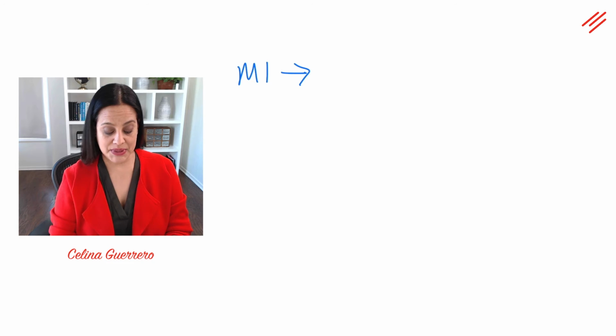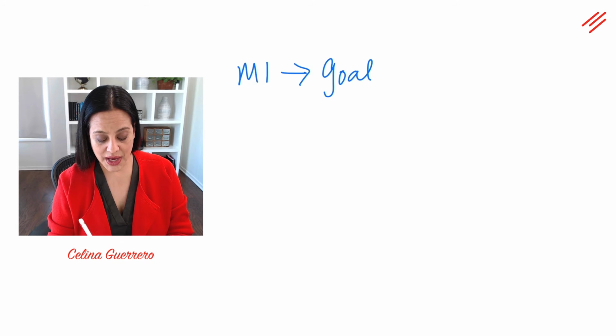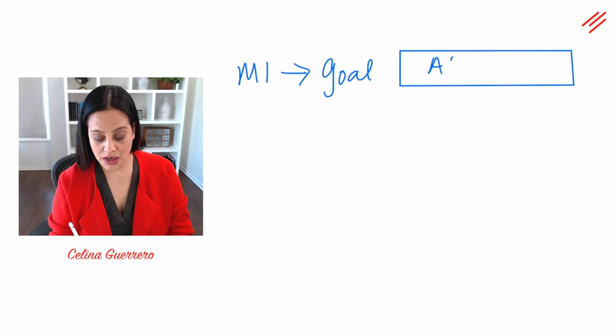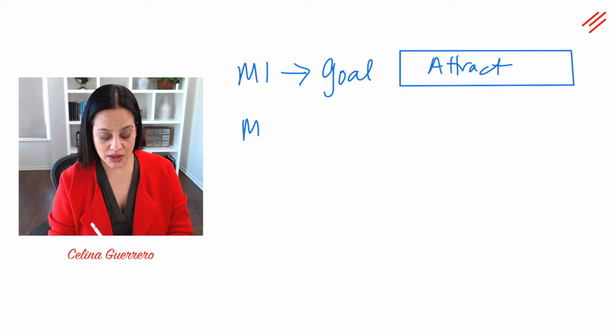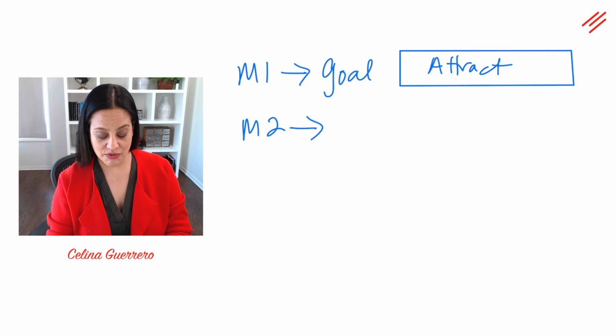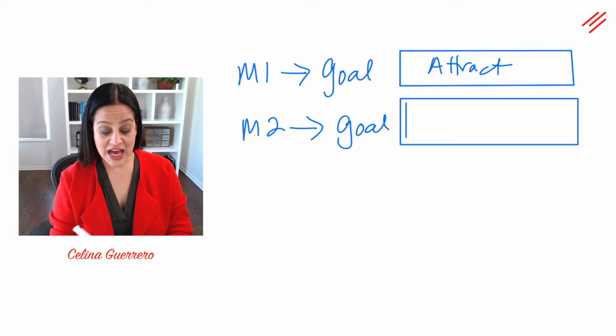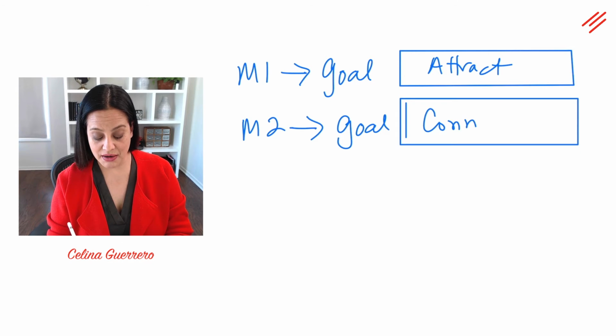What's important is that each of these components, each of these parts, has a goal. All right. So M1, which is the lead generation. The goal of that first marketing piece is to attract. It's to say hello. Bring them into your world. The goal of the lead nurturing is to essentially connect, get to know each other better, okay?